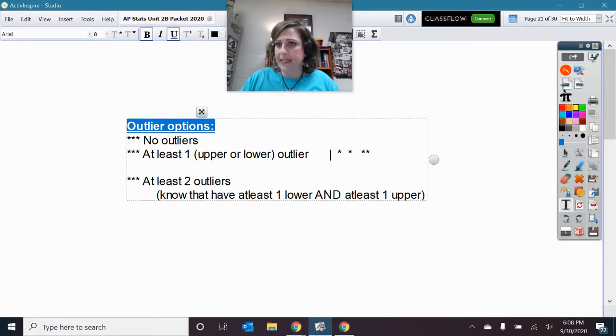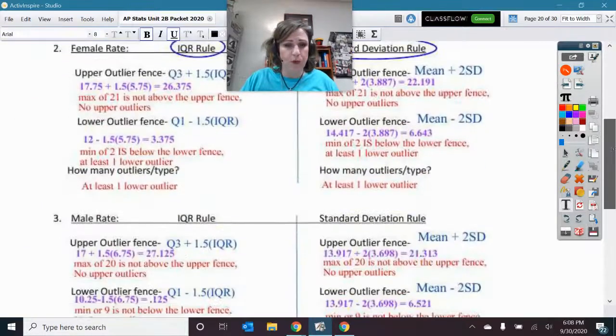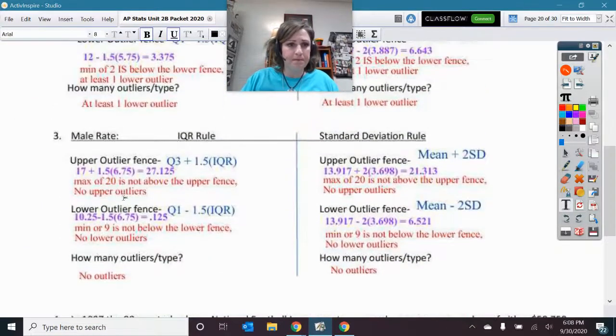All right, so back to this, I'll just let you look at what happened with the male data. There was our fence. We ended up having no upper outliers and no lower outliers on either one of these cases. So you can check your data to see where those fences were and see if you did those correctly.